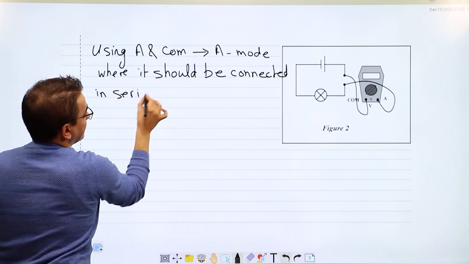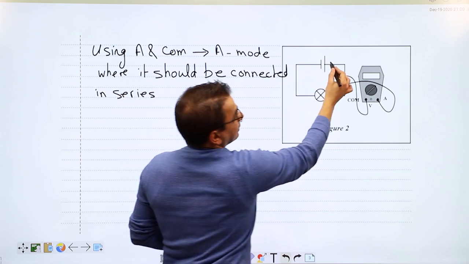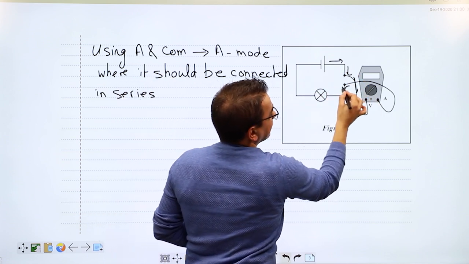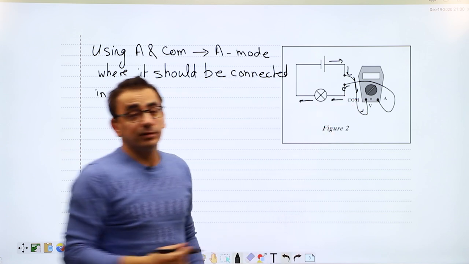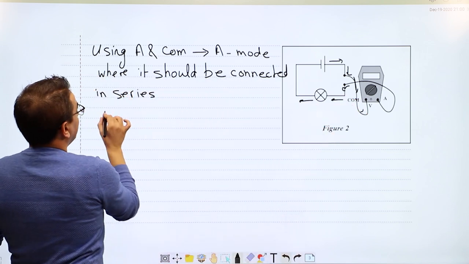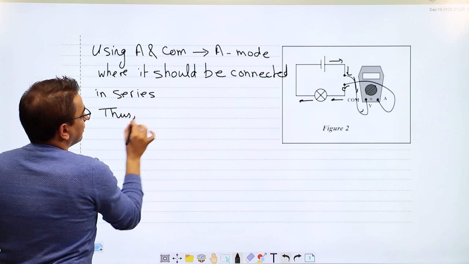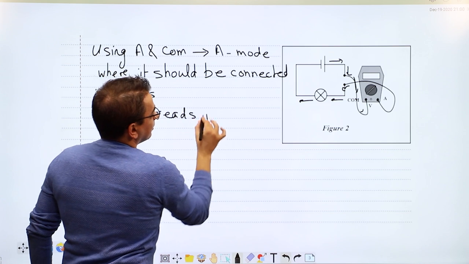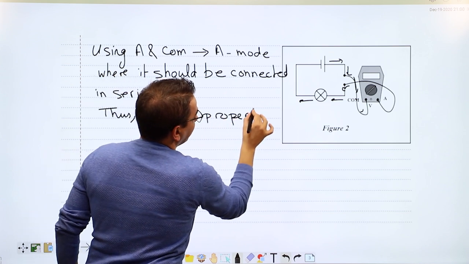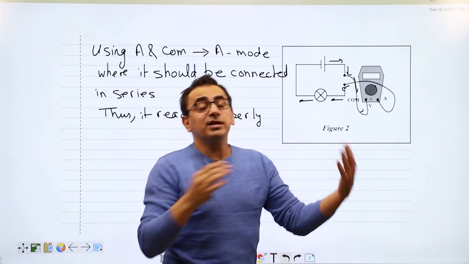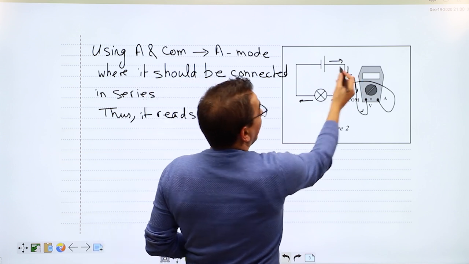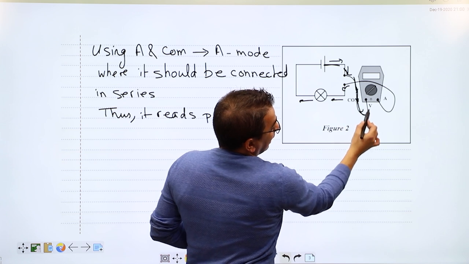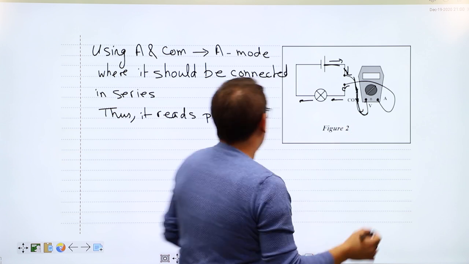Now let's check if it's in series or not. In the circuit, this is the positive. That's great. We go into the device, then continue out. So that's perfect. So it reads properly. Now, we will add one thing. Does it read positive or negative value? Notice the entry or the positive pole here goes into the ammeter and goes towards what? The COM.